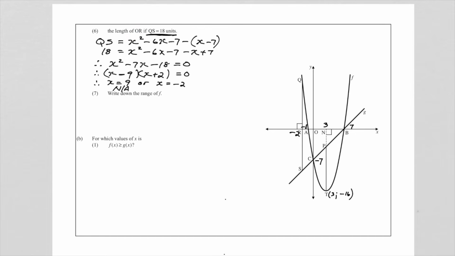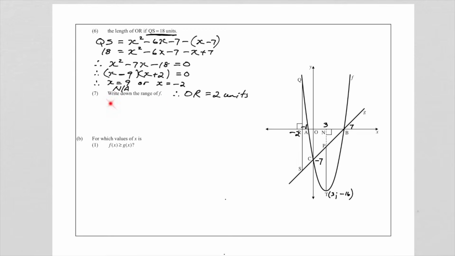Now to get OR, we will just ask what is the distance from 0 to that negative 2, that x-intercept, minus 2 from 0. And you will agree that distance is 2 because the length is always positive. So we can now say that OR is equal to 2 units. And we are finished with number 6.